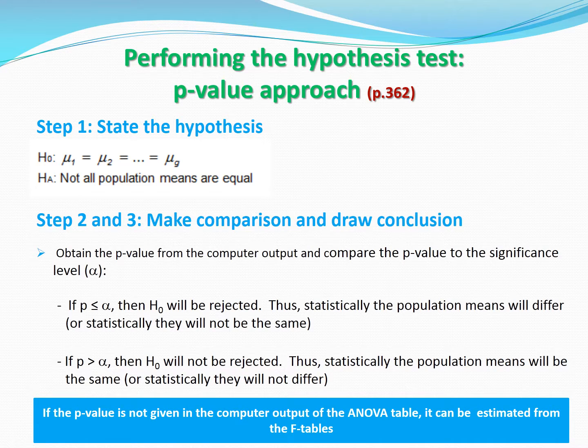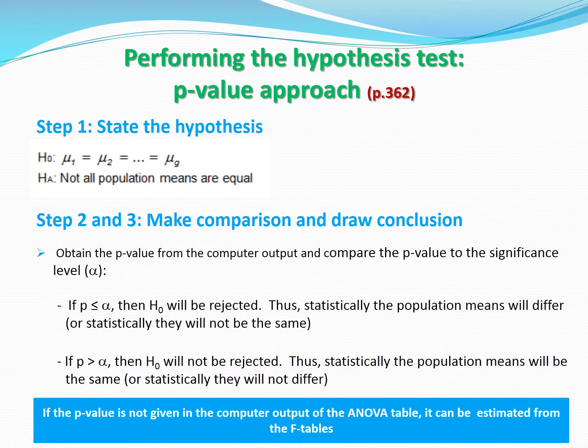The next section looks at the p-value approach to performing the hypothesis test. So in step 1, we also state the hypothesis as we did in the F-test. So it's stated in exactly the same way. And in step 2 and 3, we make the comparison and draw the conclusion. So first of all, you need to obtain the p-value from the computer output in your ANOVA table. And then you compare this p-value to your significance level.